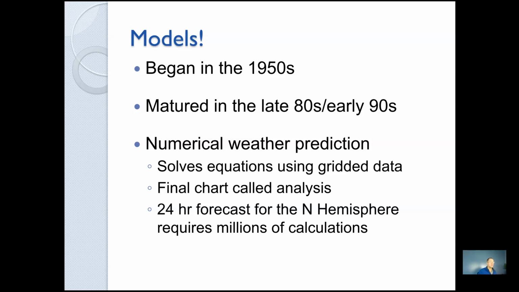And so, as I already alluded to, the fact is we're simply solving a series of equations of motion, continuity, things such as that, allowing us to get an idea of what the atmosphere is going to do based upon our information from things such as satellites and radiosondes. And so we get an analysis chart, which gives us an idea of what's going on right now, and realizing that just to make a 24-hour forecast for one hemisphere is millions of calculations. And this is why it's taken a long time for us to improve our capacity to forecast the weather.